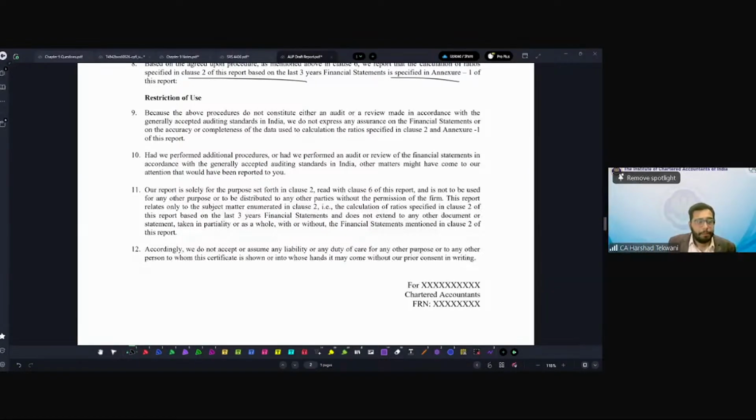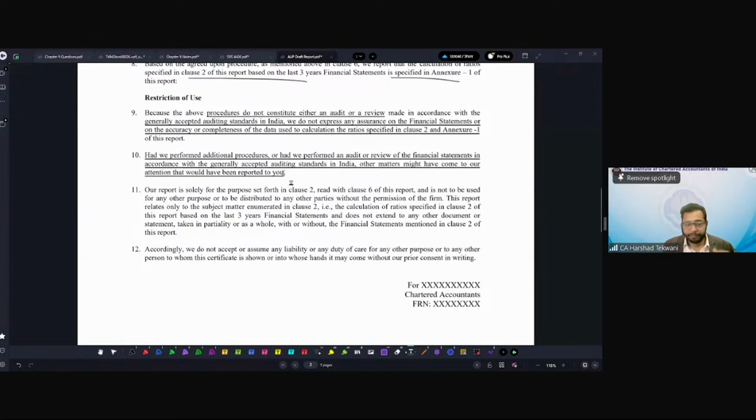Because the above procedures do not constitute either an audit or review in accordance with generally accepted auditing standards in India, we do not express any assurance on the financial statement or on the accuracy and completeness of the data used to calculate the ratios specified in clause 2 and annexure 1. Had we performed additional procedures, or had we performed an audit or review, other matters might have come to our attention that would have been reported to you.